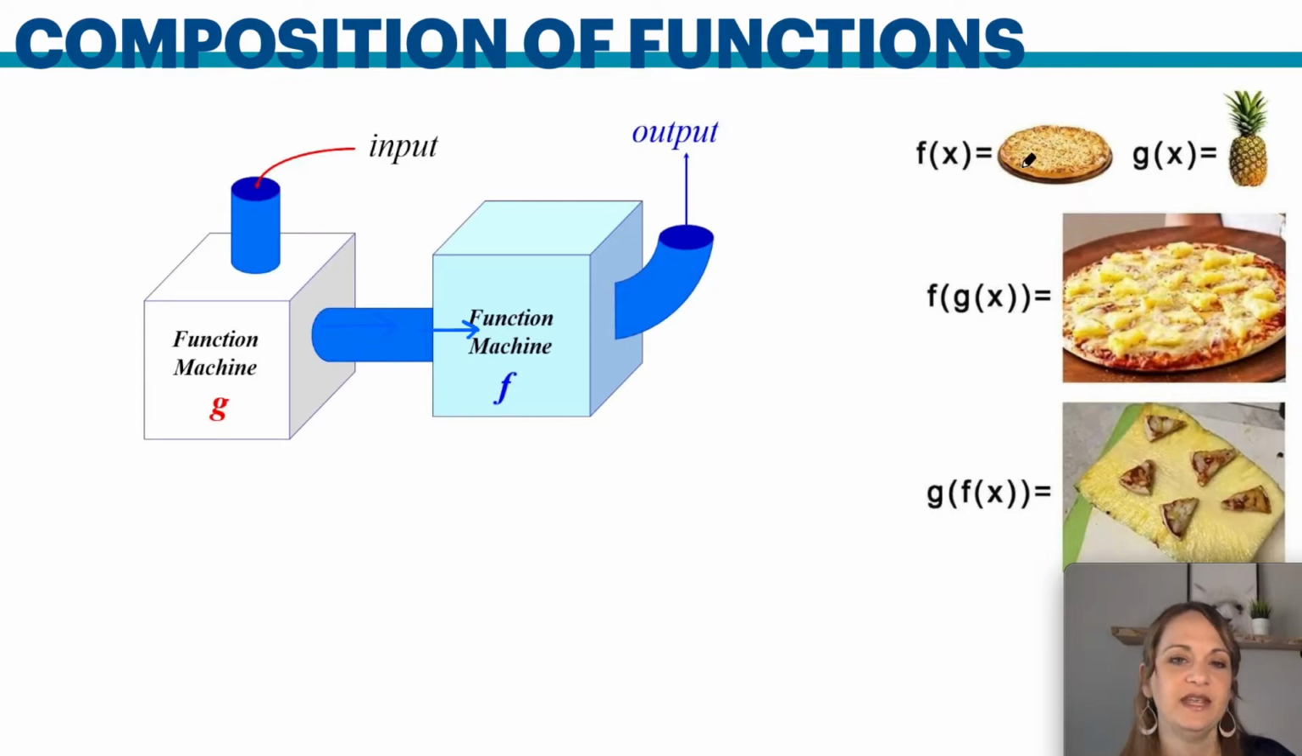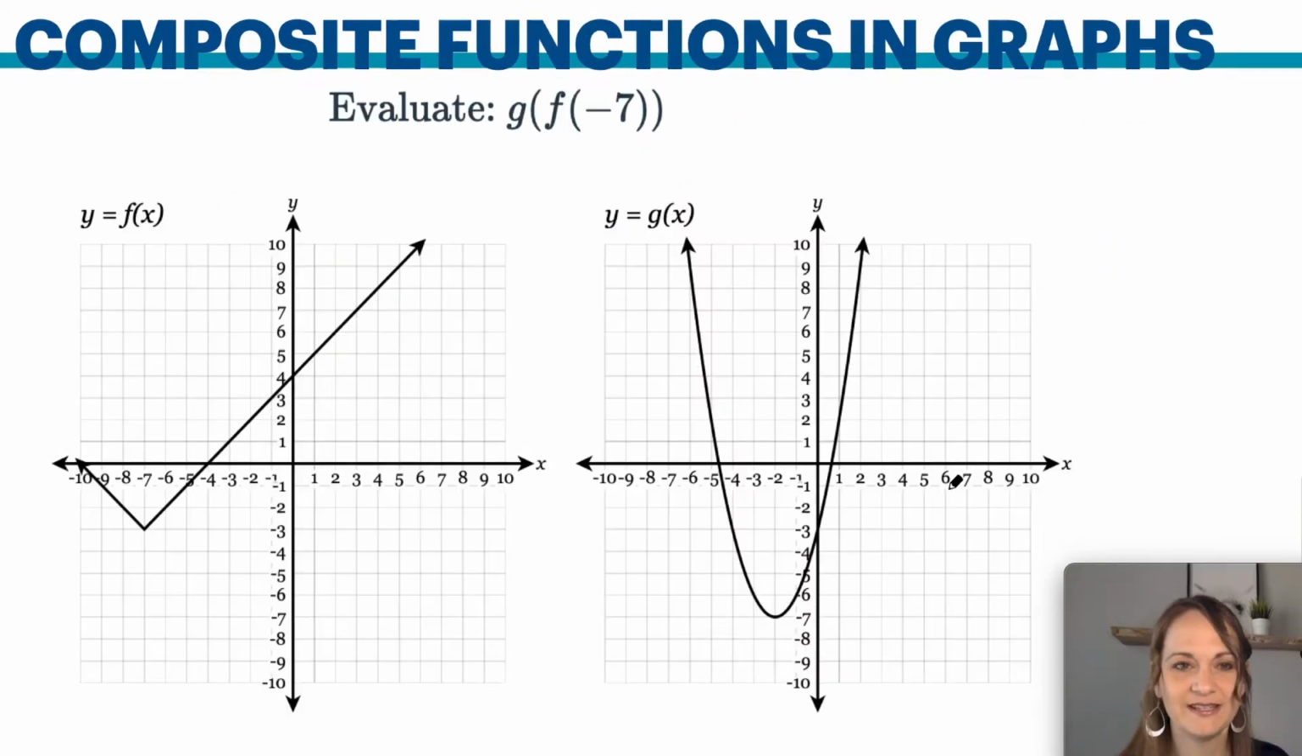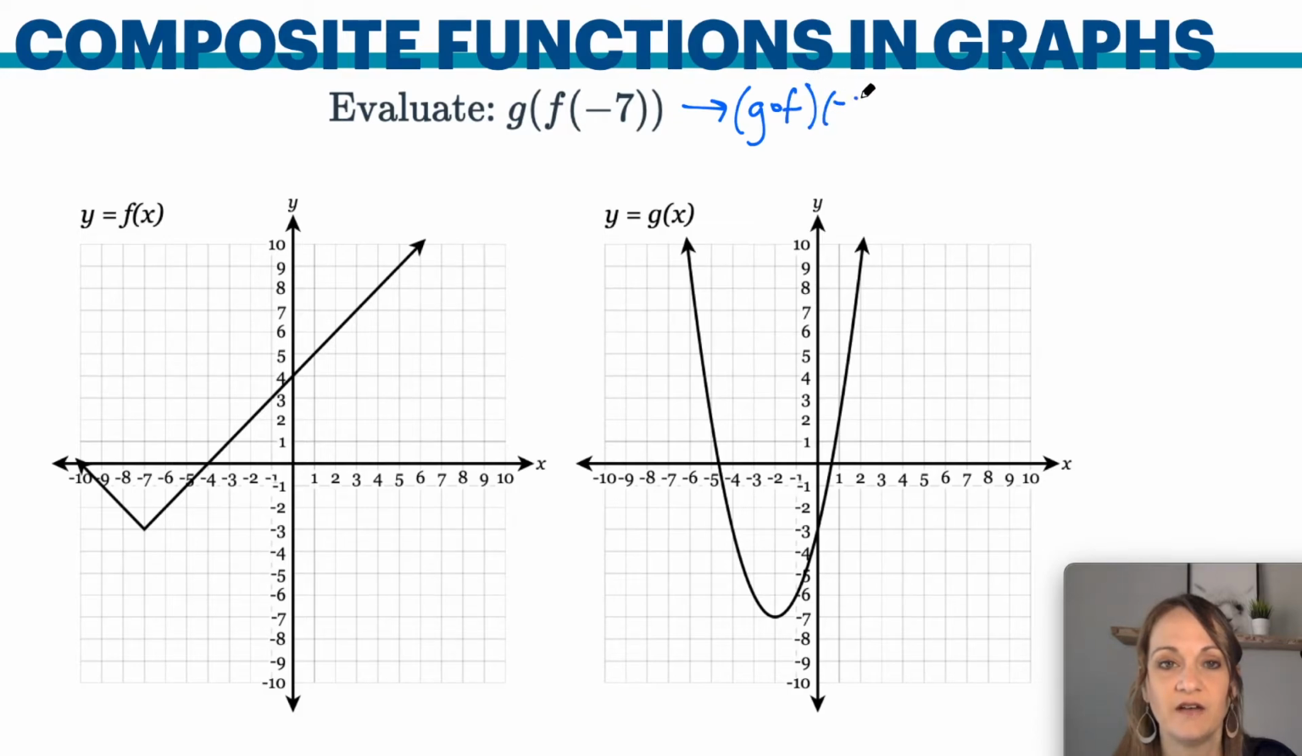However, if the pizza was first, then you would put the pizza in the pineapple. So let's actually do a problem, but first let's talk about if it was a graph. They want you to evaluate g of f of -7. So either one of these can be written. They're interchangeable in how they look.